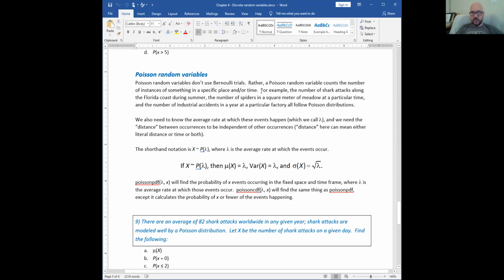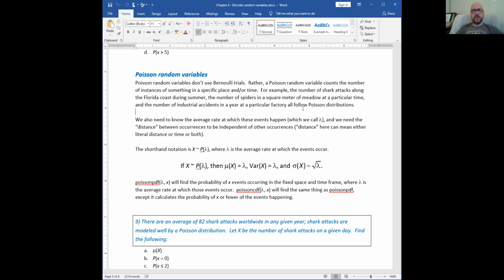So, a couple of examples here. Number of shark attacks along the Florida coast during summer. Number of spiders in a square meter of meadow at a particular time. Number of industrial accidents in a year at a particular factory. It turns out they all follow Poisson distributions. And in fact, lots of things follow Poisson distributions, which is kind of interesting. For such a weird, vaguely defined thing, it turns out that lots of stuff actually follows these distributions.